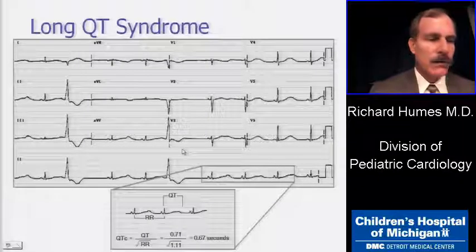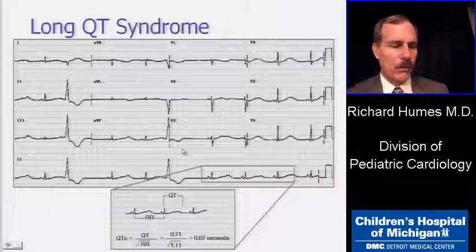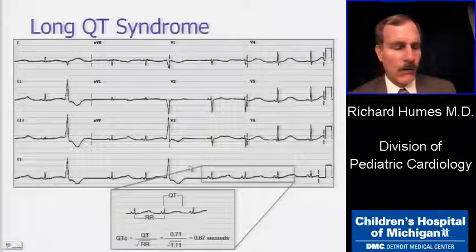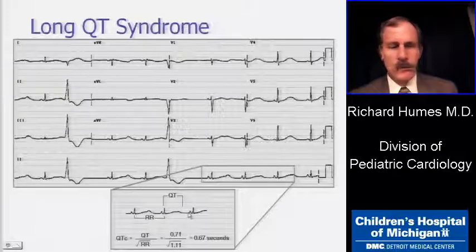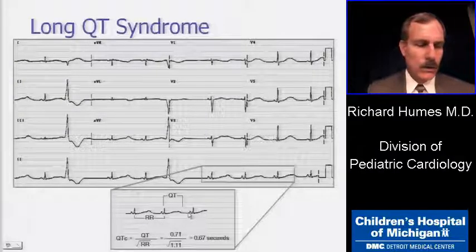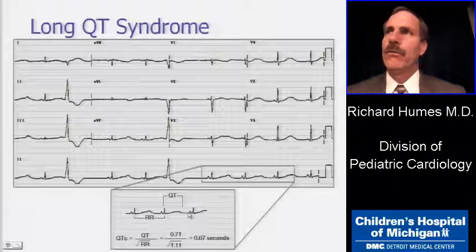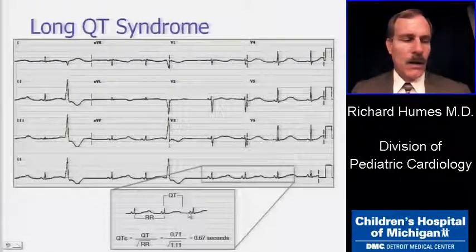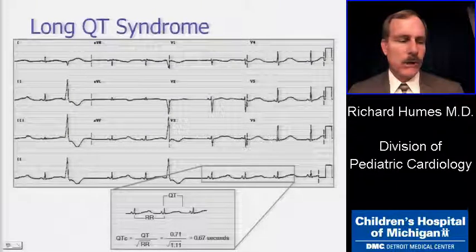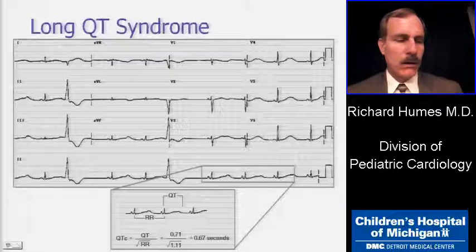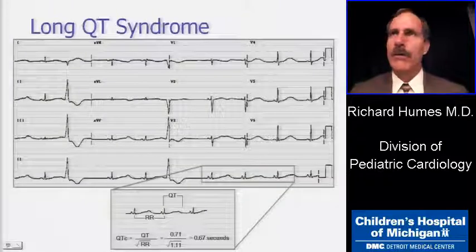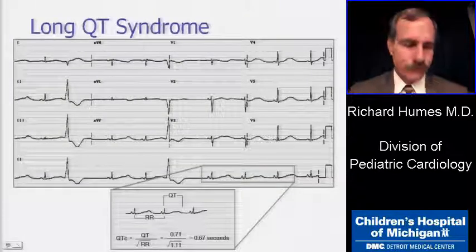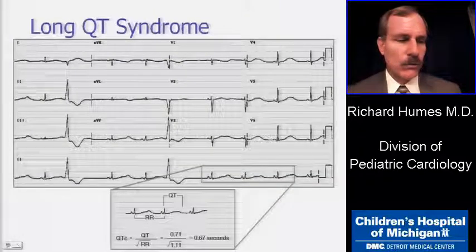So how do we check the QT interval? Well, we want to measure from the onset of the Q wave to the end of the T wave. That's the QT interval. But since this can vary with heart rate, we need to correct this for the heart rate. And to correct it for the heart rate, we take the RR interval, the preceding RR interval, and we take the square root of that. All these measurements are in seconds, and that gives you your corrected QT interval.